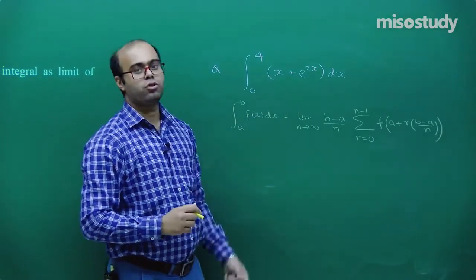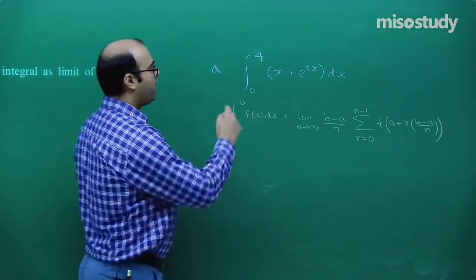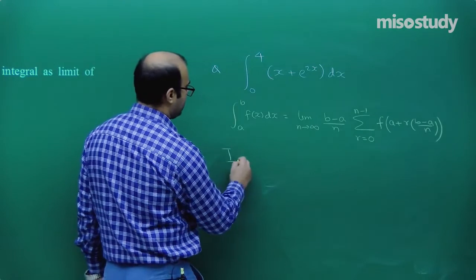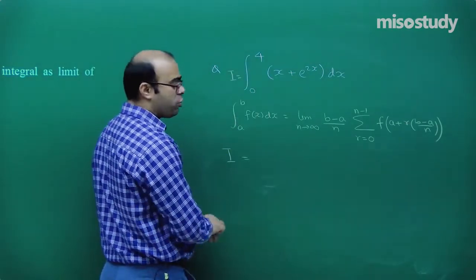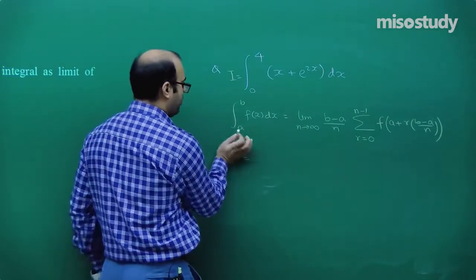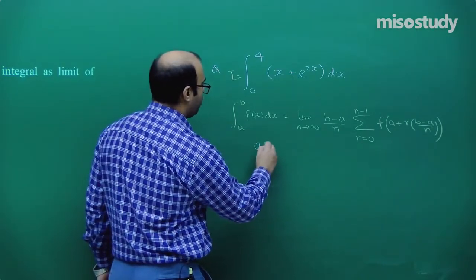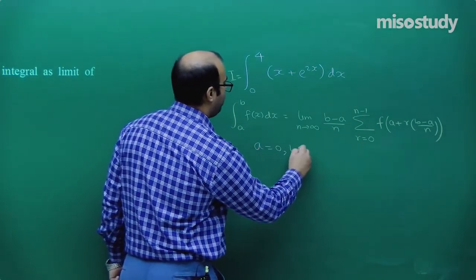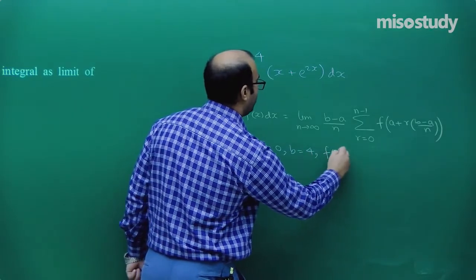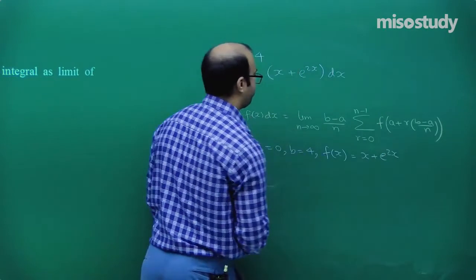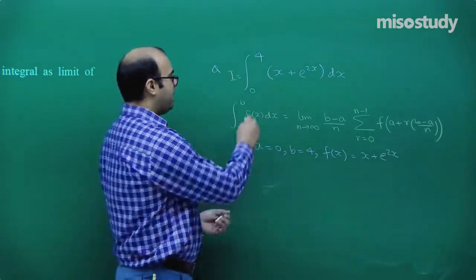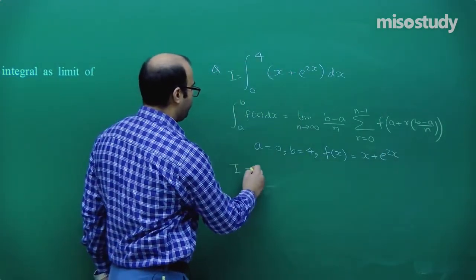Now if this has to be solved by limit of sum, what will we write? We will say that this I, which is like this. Now first also find out what are a, b and the function. So a is actually 0 here, b is actually 4 here, and the function f(x) is actually x plus e to the power 2x here. So keeping these things in mind, let us express this I as a limit of sum.